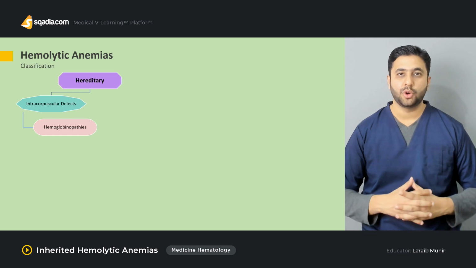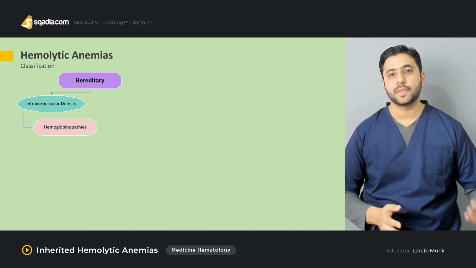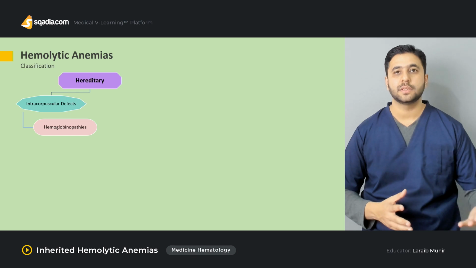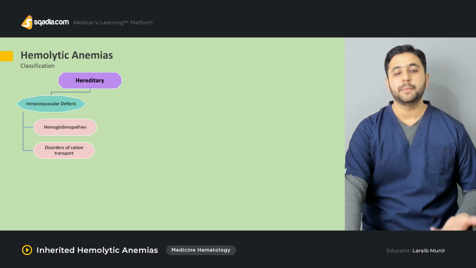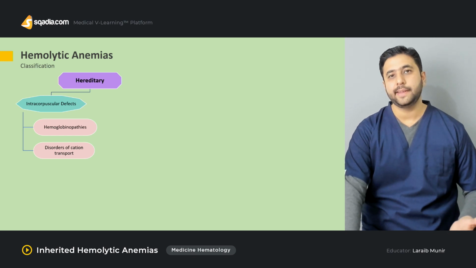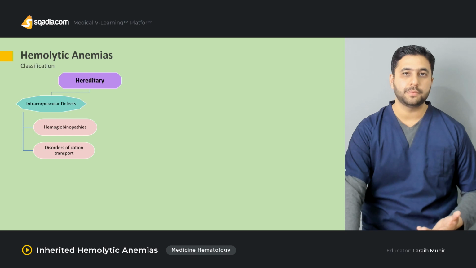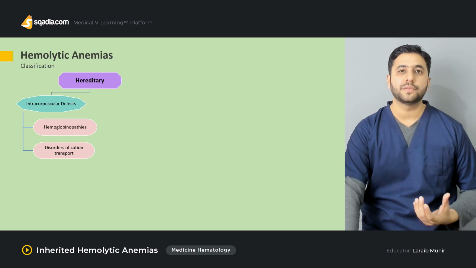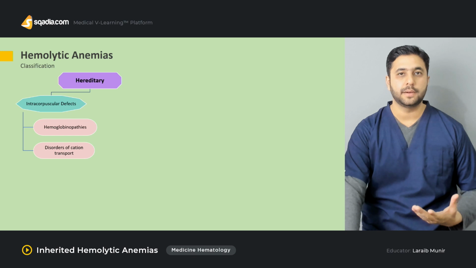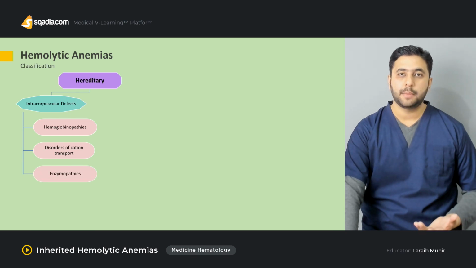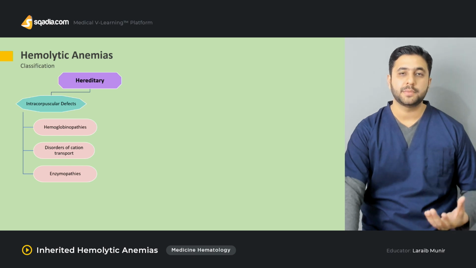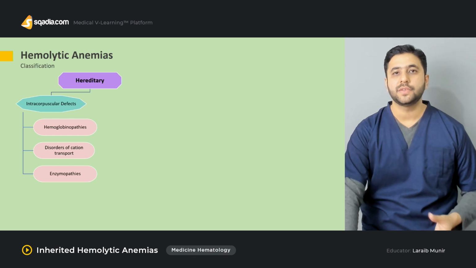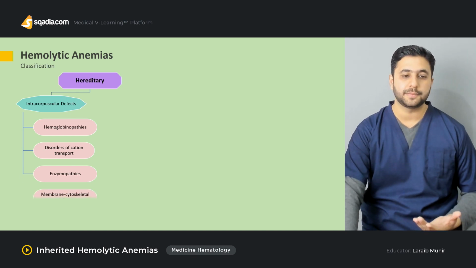They can be either the hemoglobinopathies, which we discussed in the lecture on the iron deficiency anemias, for example, the thalassemias, alpha and beta thalassemias. It can be disorders of cation transport. These are very rare conditions in which there are ion channel problems, and that leads to an imbalance of the ions within and outside of the RBCs. There can be enzymopathies, which is the major topic of discussion today, specifically enzymes involved in the glycolysis pathway and the hexose monophosphate shunt, which are very important for the survival of RBCs.